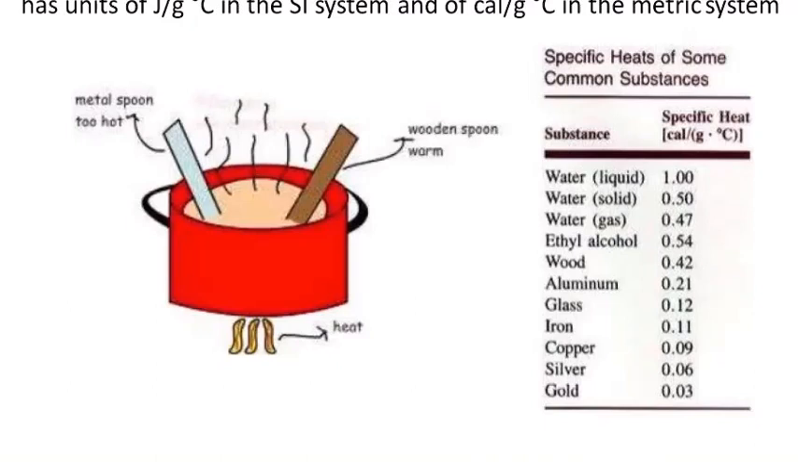Well, let's look at their specific heat. When we look closely at the specific heat, wood has a specific heat of 0.42 calories per gram per degree Celsius. Metal, let's assume that is an aluminum spoon, you guys. Let's just assume that the spoon I'm using is an aluminum spoon, okay? As you can see, the specific heat of that aluminum is 0.21 calories per gram per degree Celsius, because those are the units for specific heat.